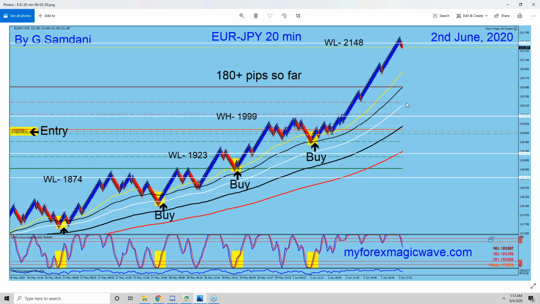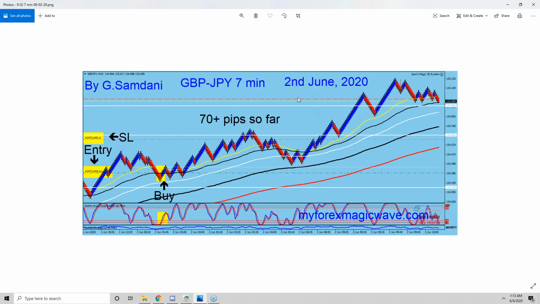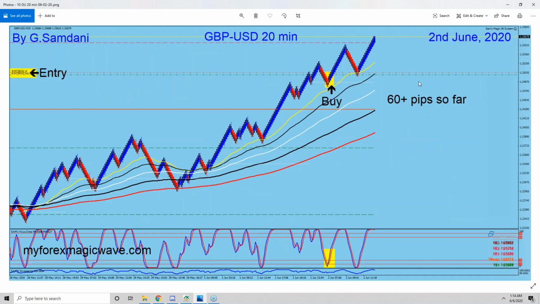2148 was the target, hit, close the trade. And after that, on the second, also pound yen, 70 pips. It was here, went up, came down, and then it went up again. This is from the 7-minute chart. It looks big, but it's not, because it's a 7-minute chart entry. Only 70 pips here. And then this one is from the 20-minute chart.